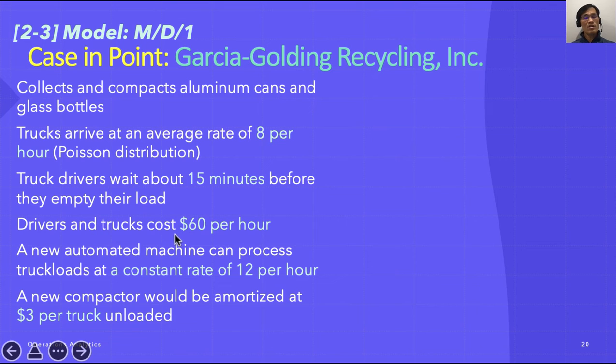And drivers and trucks cost about $60 per hour. That's a waiting cost, right? And a new automated machine can process truckloads at a constant rate of 12 per hour. So they are considering adopting this new automated machine system, and it can constantly process trucks at a rate of 12 per hour, right? So you can convert that to minutes, or one over 12 per hour would be another thing that you can use for your data analysis. And a new compactor would be amortized at $3 per truck unloaded.